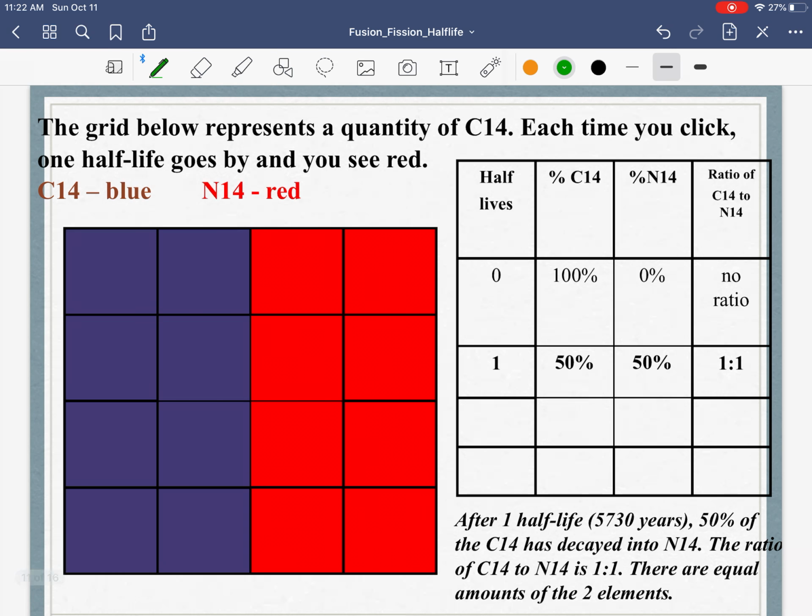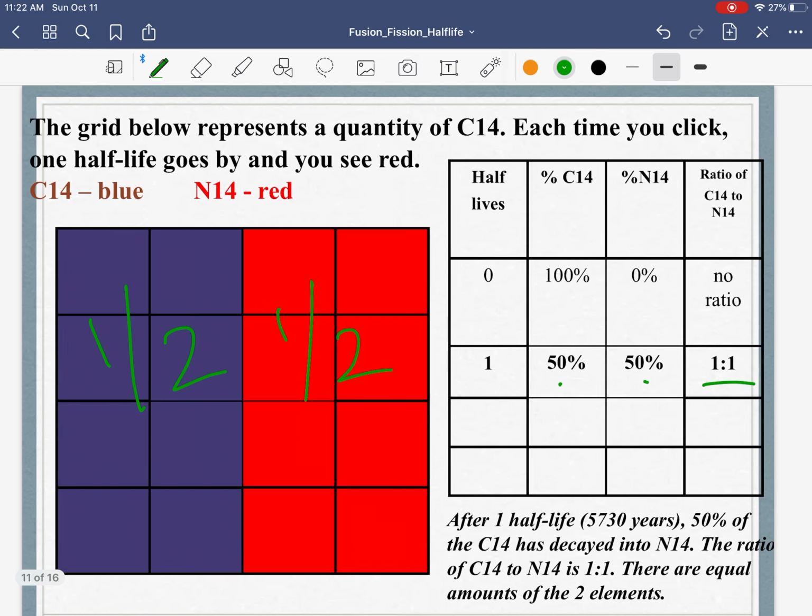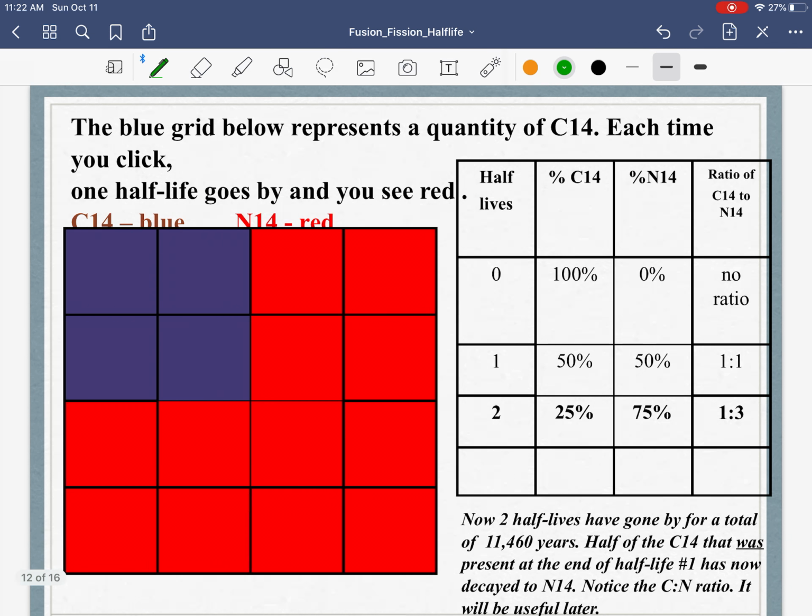One half-life has gone by, and it went from being all carbon to now one half of it is carbon, one half of it is nitrogen. Okay? So our ratio is 50 to 50 because it has 50% of each. Then we're going to do another half-life. So it went from being 1/2 to now this is 1/4, and this is 3/4.